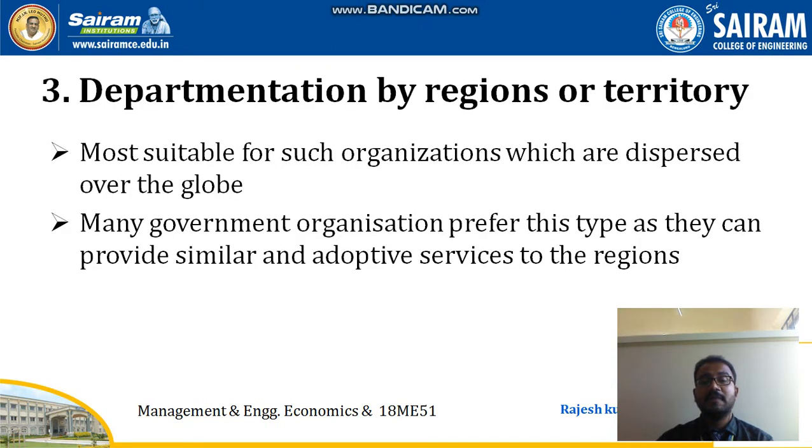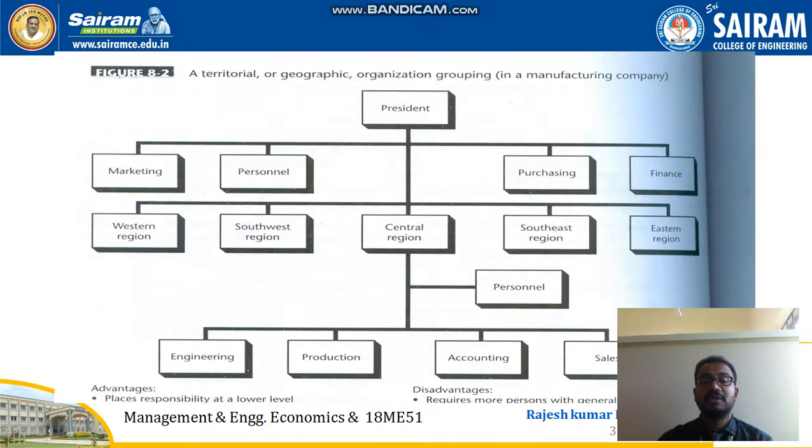Moving to the third one, departmentation by regions or territory, most suitable for such organizations which are dispersed over the globe. Many government organizations prefer this type as they can provide similar and adaptive services to the regions. On the flowchart, a territorial or geographic organization grouping, particularly for a manufacturing company. Again, the same kind of divisions under president: marketing, personnel, purchasing, and finance.